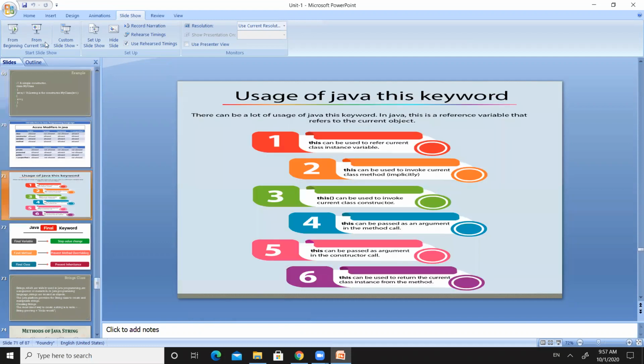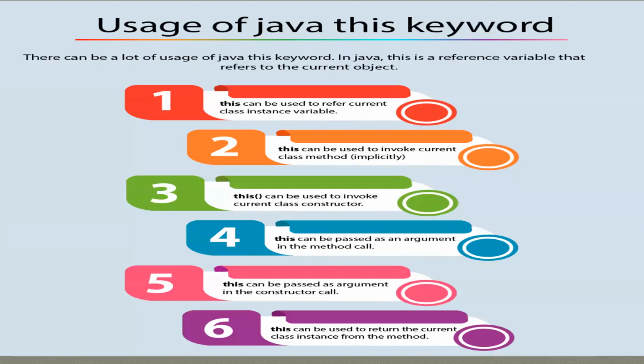So this is the slide we have seen in the previous session. Keep one thing in your mind. When we want to access current class variables, current class methods, current class constructors, we go for this keyword. When we want to access parent class variables, parent class methods, parent class constructors, we go for super keyword. Only two things. If it is the same class, we use this keyword. If it is the super class, we use super keyword.